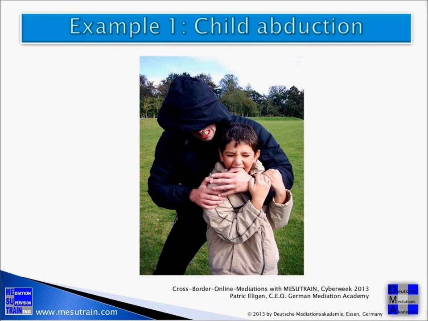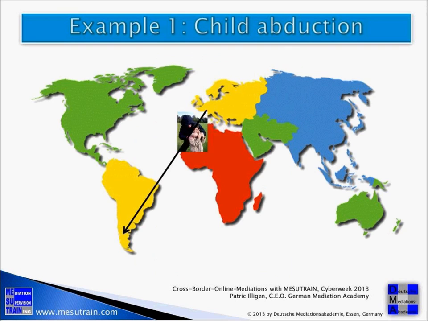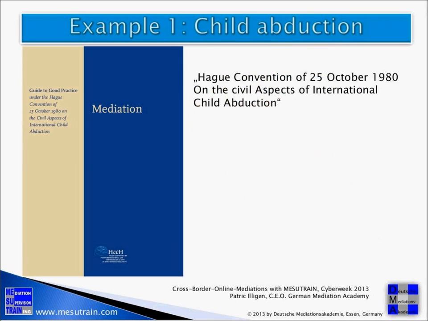Okay, great. So my first example, a very short example, is about child abduction, international child abduction. We've got the case that a child, or maybe two, are brought from Europe to South America. So that will be a case the Hague Convention of 1980 can deal with. If you're working a little bit in this field of conflict, you find out that a good practice dealing with international cases of child abduction is mediation.